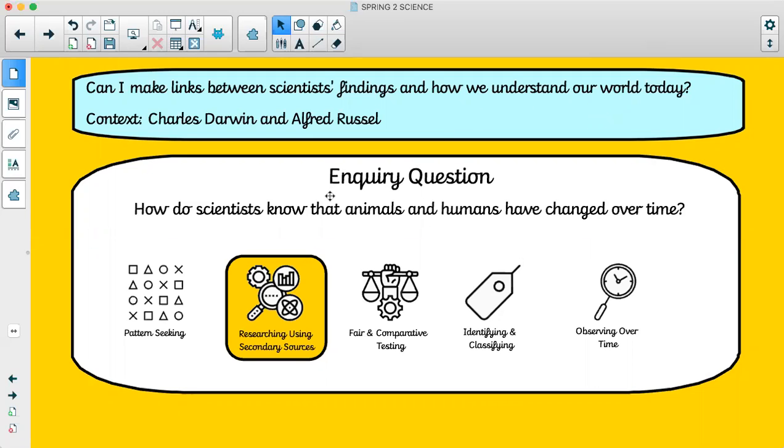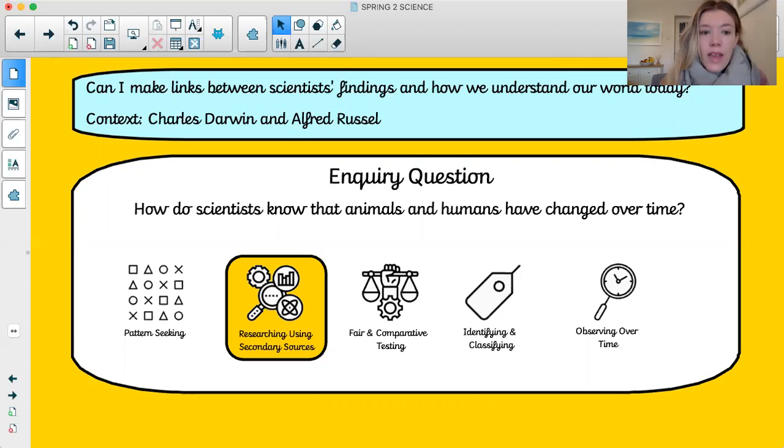So our inquiry question, what we're going to be delving into and looking at more, is how do scientists know that animals and humans have changed over time? How did they find that out? We are going to seek our answers through using the schema of research and using secondary sources.